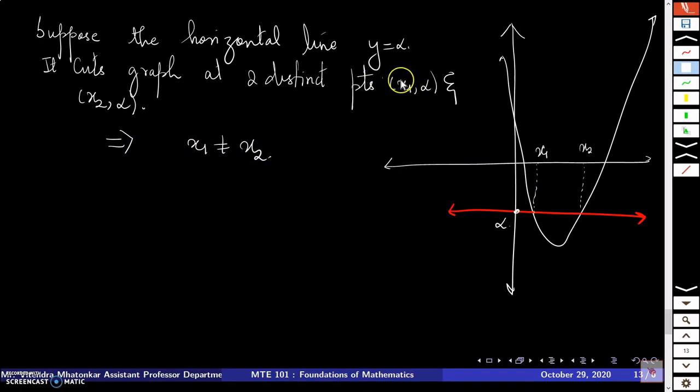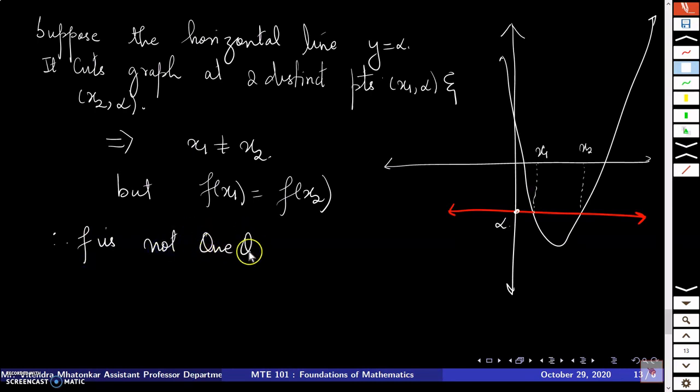right? But what is the image of x1? That's alpha. Image of x2, that's alpha. But their images are same. So what can you conclude about such a function? That's not 1-1, right? So this is the graph of my function f from R to R. Okay, so what is the conclusion?